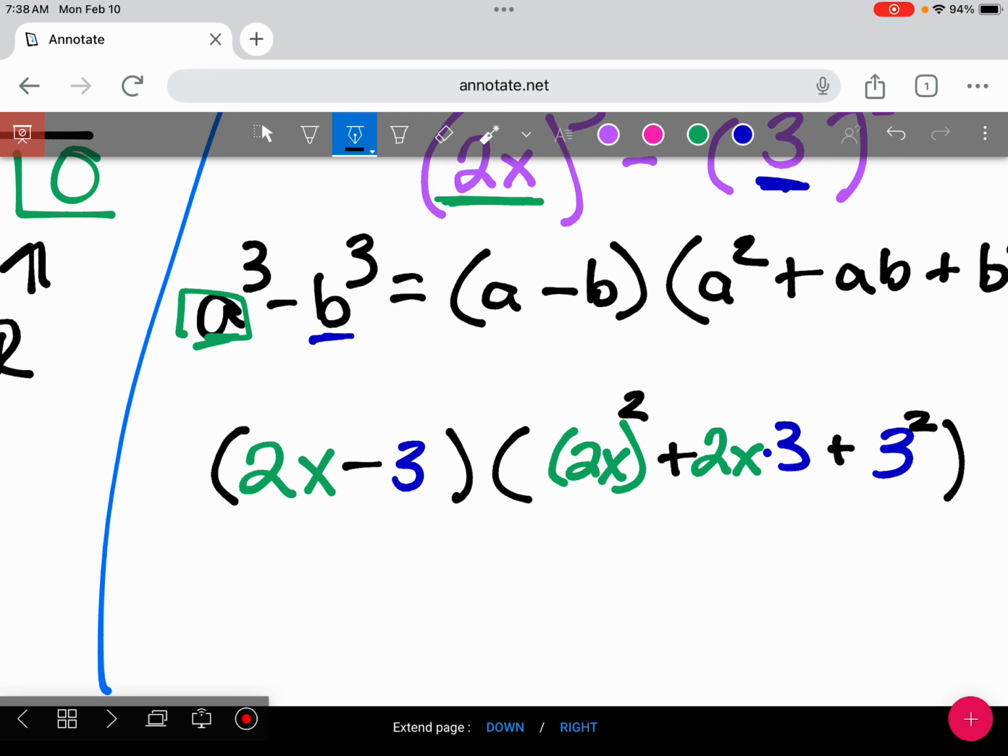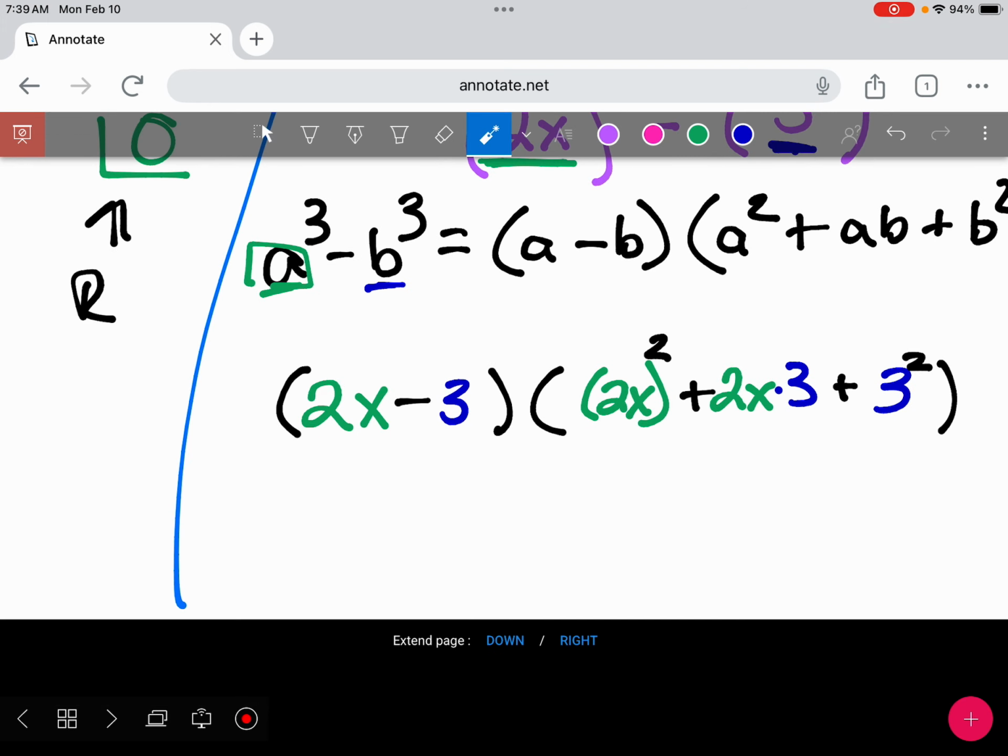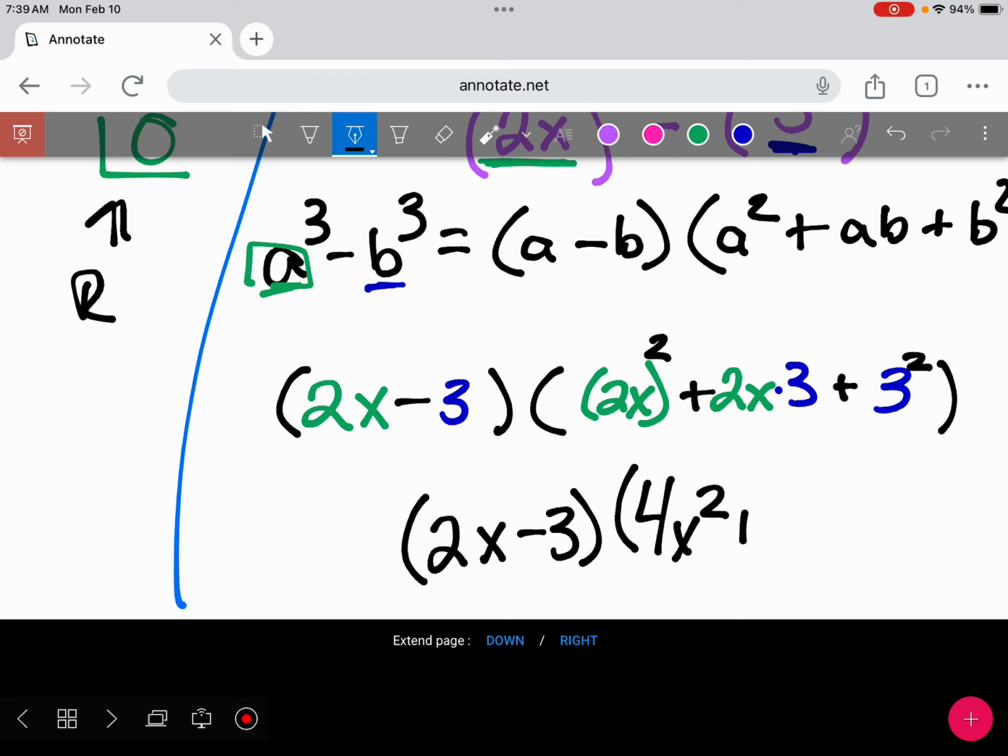I've had a lot of people get confused because this doesn't have any x's in it. It doesn't matter what's being cubed. It's not just saying the numbers, it's just a pattern. So we have to make sure we include those letters, because our final factored form for this difference of cubes is our 2x minus 3 and our 2x as a group squared, so 4x squared.